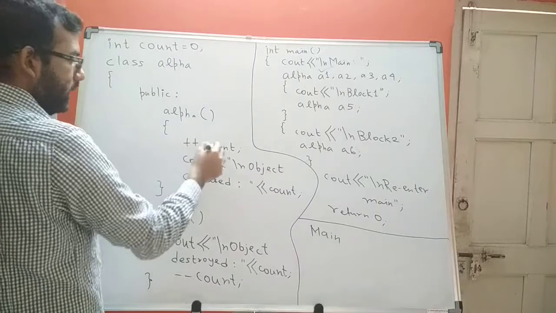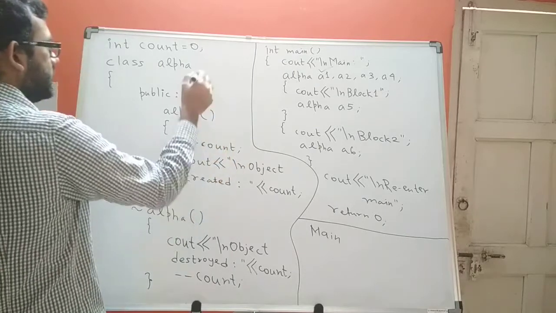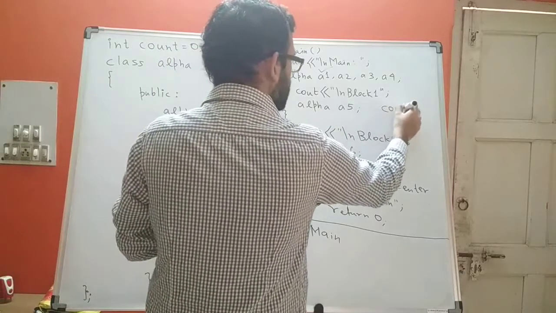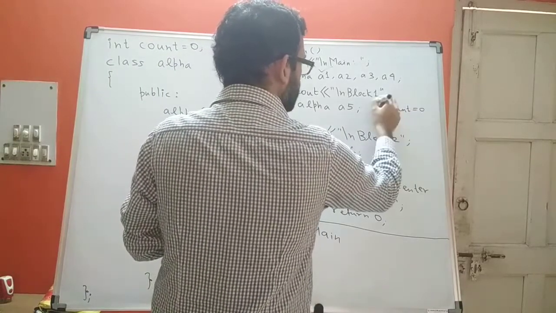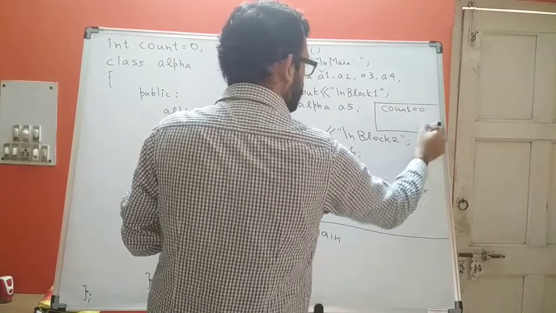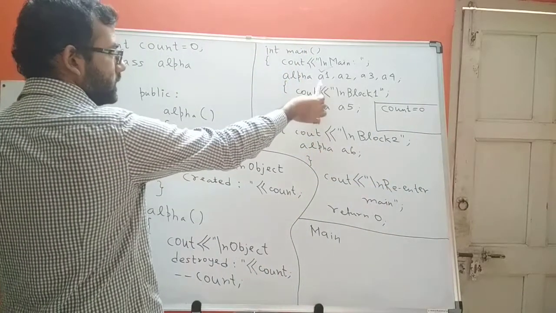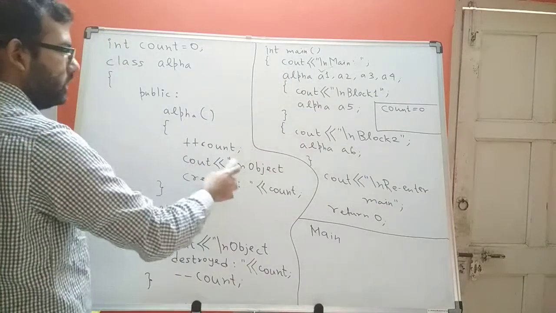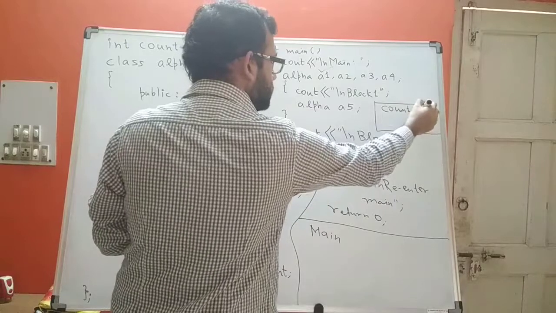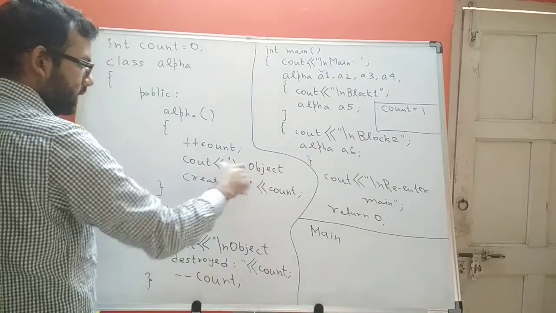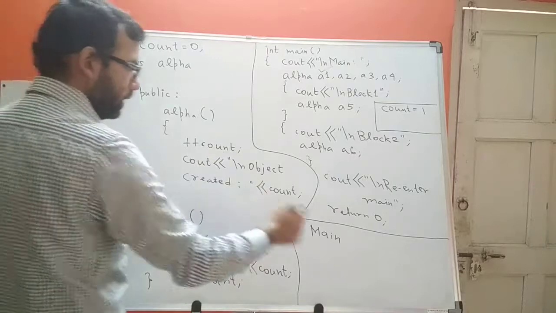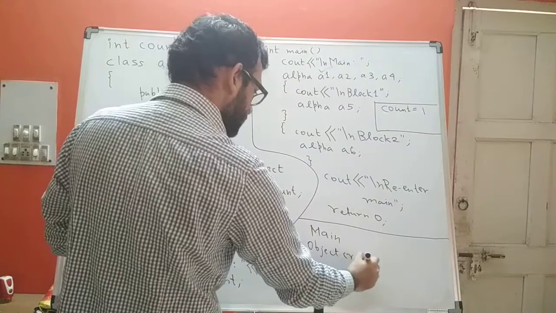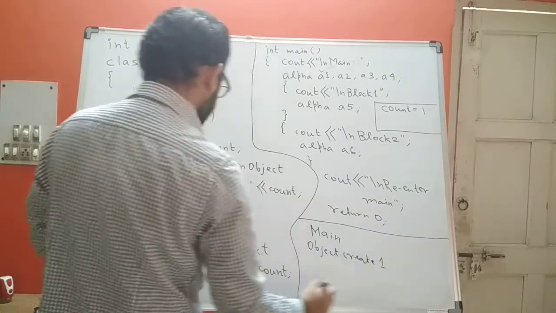What will happen? First, the value of count will be incremented by 1. Let's say I write the value of count here. Initially, the value of count is 0. The constructor is invoked for creating the object A1. The control comes here, the value of count is changed from 0 to 1. And this statement is printed, object created 1. So I get object created 1.